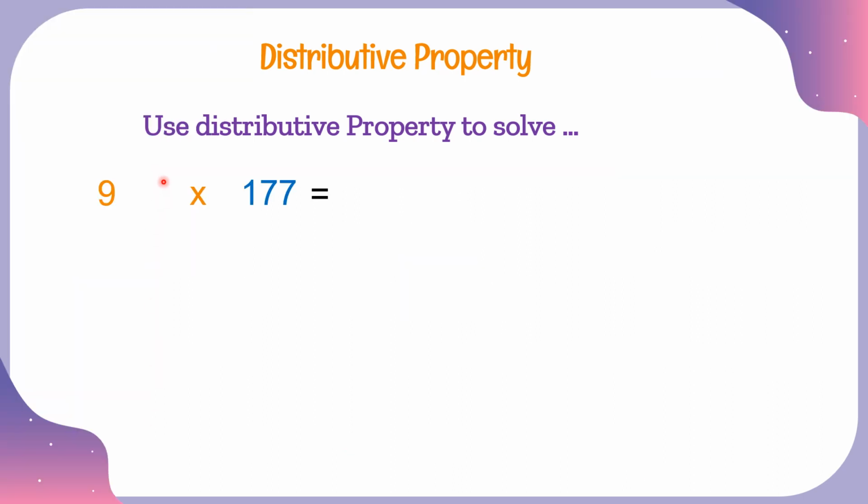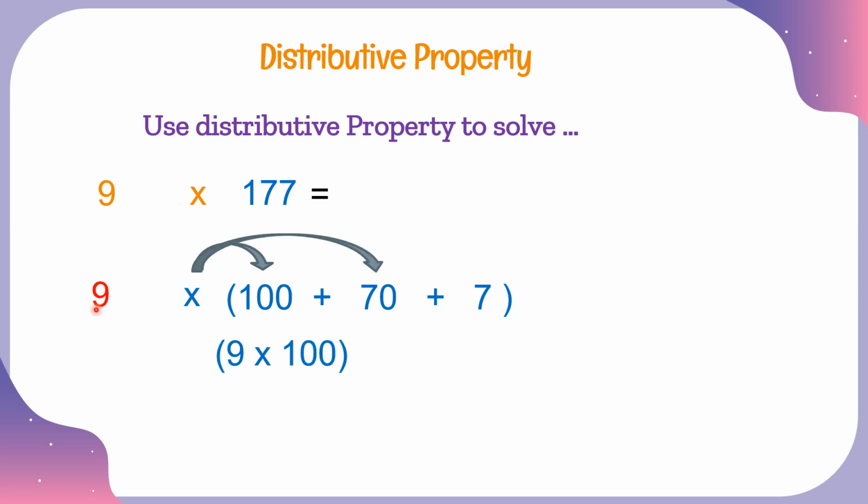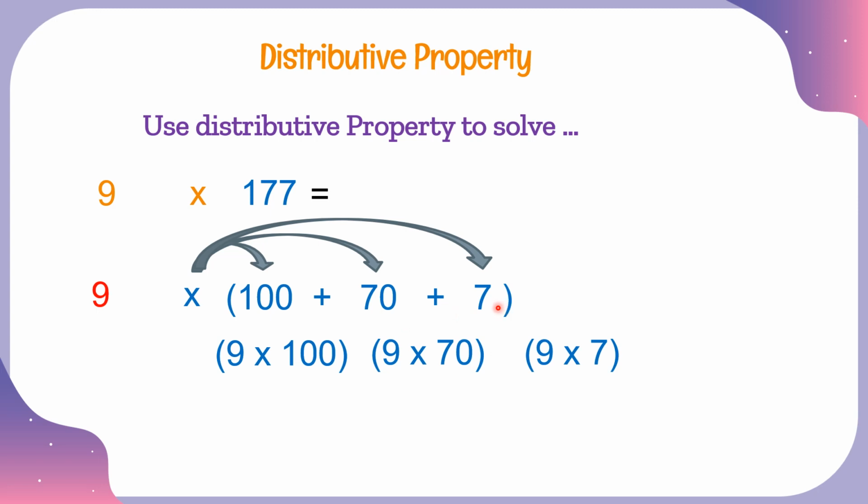Let's see how we can use distributive property to multiply big numbers. I know the timetable of 9, but I will break 177 according to the expanded form. So 9 times 100 plus 70 plus 7. Now I will distribute multiplication over addition. 9 times 100, 9 times 70, and 9 times 7.